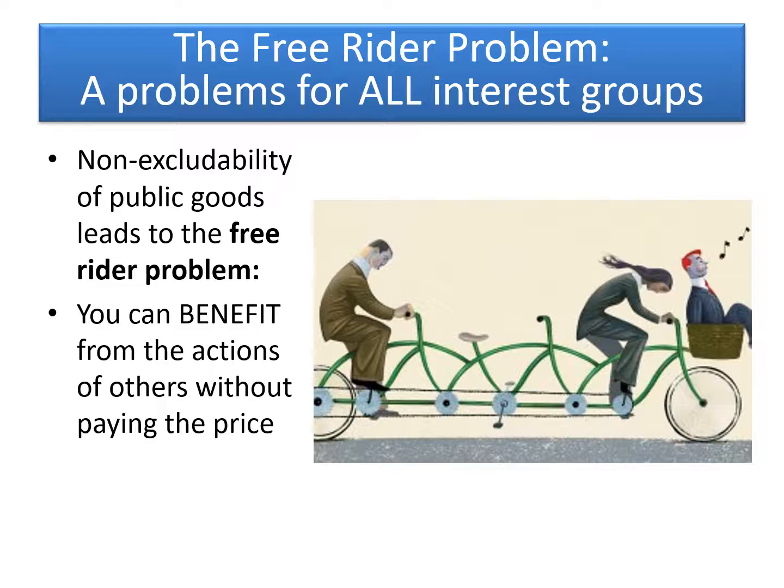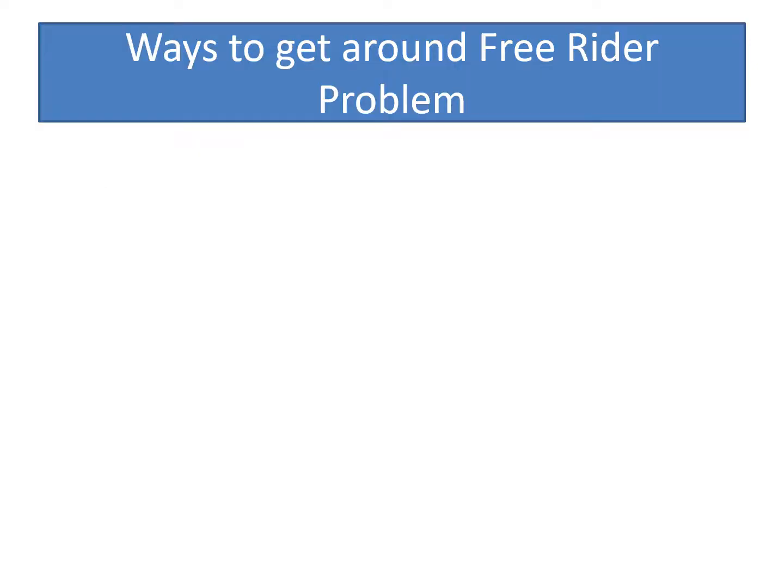So interest groups of all kinds have to overcome the free rider problem. It can even be a problem in business groups, although they tend to have more ways to overcome it. So let's talk about how interest groups could overcome that free rider problem.